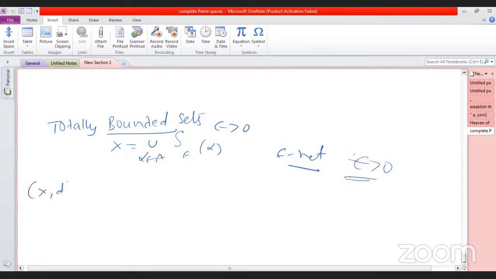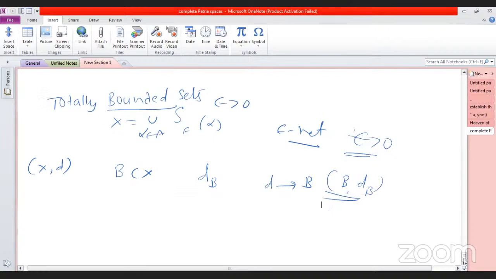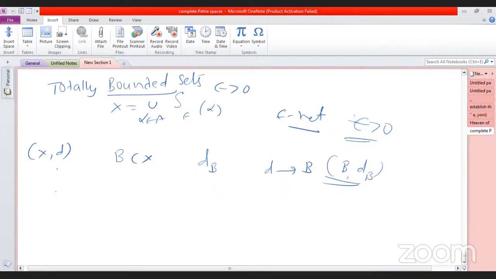Suppose (X, D) is a metric space, and B is a subset of X. Then D of B is the restriction of D to B. Therefore B is said to be totally bounded when the restricted metric on B is totally bounded, and only then. So A is an epsilon net.